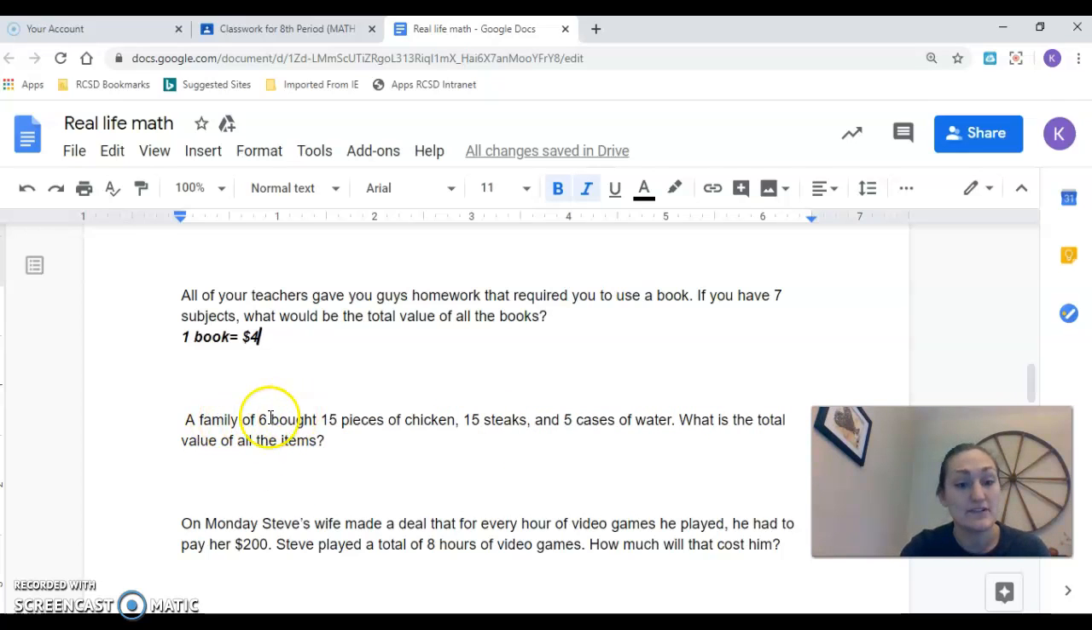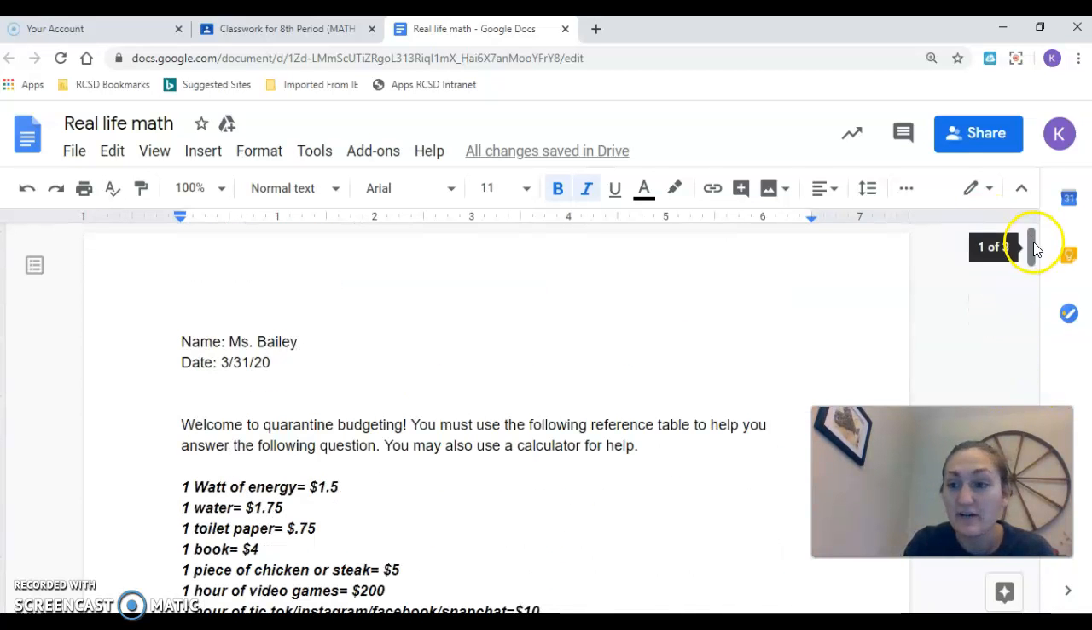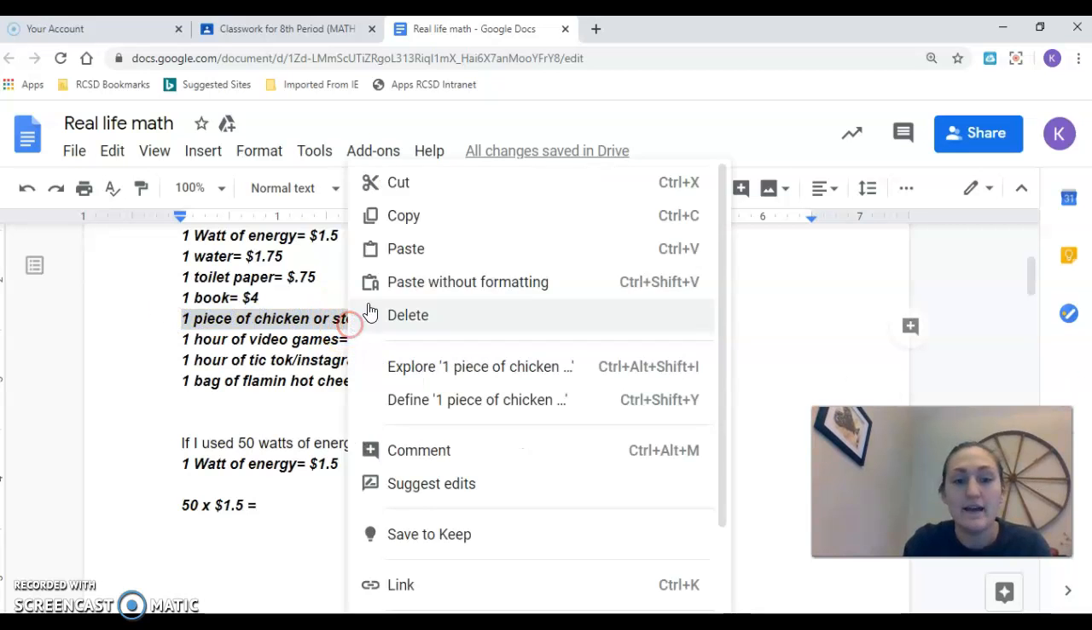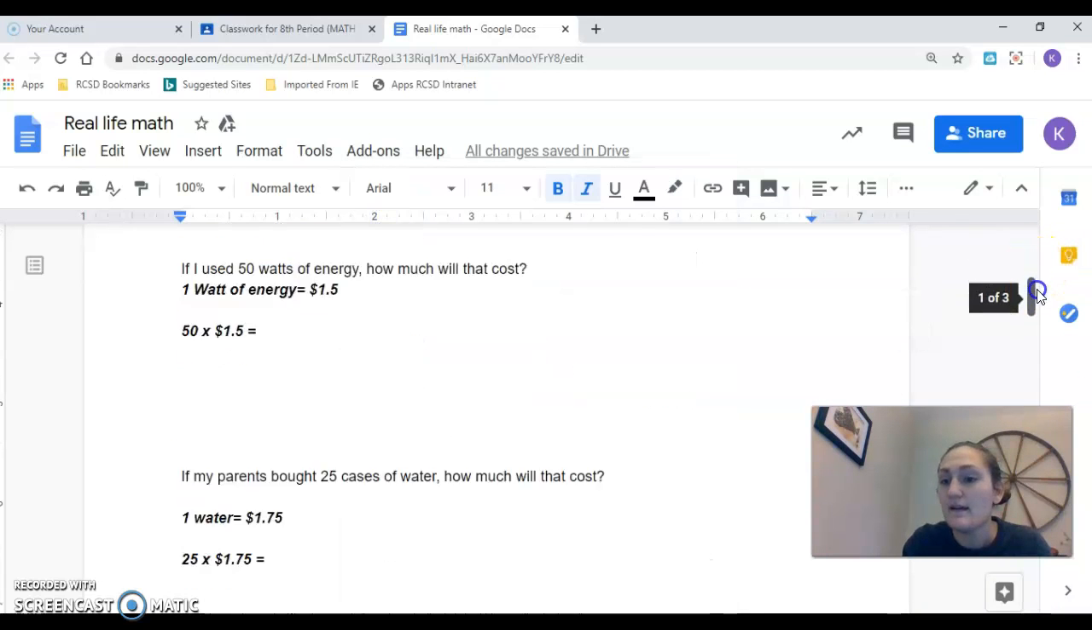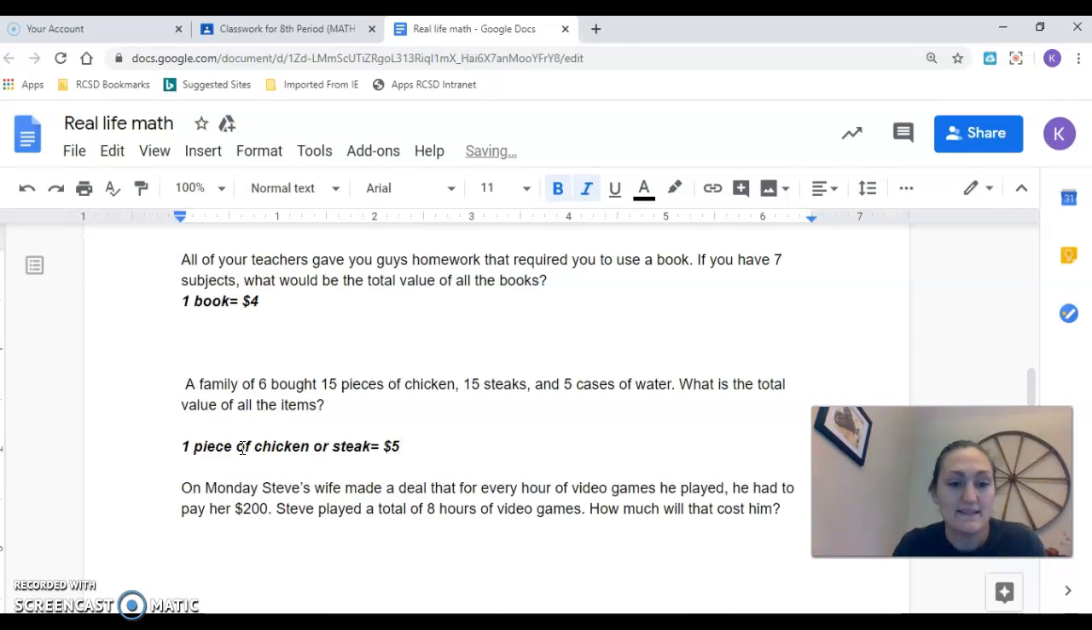Okay, so there's 6 people in the family. I don't know if I really need that number 6 to do anything with it, but I'm going to keep thinking about it. 15 pieces of chicken. Okay, so I need to go up here to chicken. How much does the chicken cost? So I've got my chicken or steak cost me this much. I'm going to copy that again, and I'm going to bring it down to the problem. I'm going to paste it. So one piece of chicken or steak costs this much.